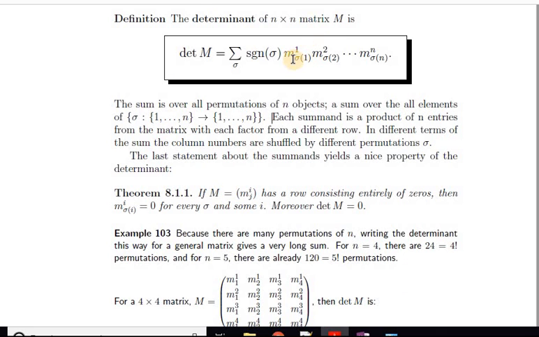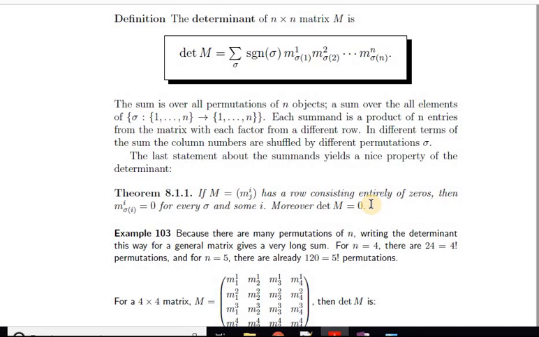Why is that? Because the column index is a permutation of the row index, and so that means there must be the same number of columns as there are rows, because the column numbers are simply a rearrangement of the row numbers. So rows equals columns, so M must be square. All right? So if M has a row consisting entirely of zeros, then M_i,sigma(i) equals 0 for every sigma and some i. Moreover, the determinant of M is equal to 0.